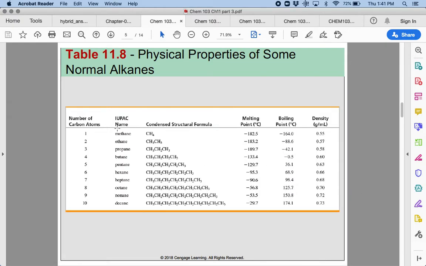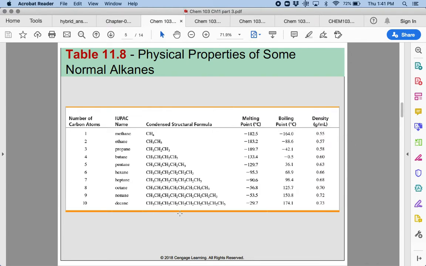So here we go, methane through decane. So 1 carbon long versus 10 carbons long. And we can look at their melting points, boiling points, and densities. And we can see as we go from 1 carbon to 10 carbons that the melting point increases. Now it's hard to see this here because they're all negative, but negative 182 degrees Celsius is much, much colder than negative 29 degrees Celsius. So the point at which these melt is increasing. We can see it also in the boiling point and in their densities.